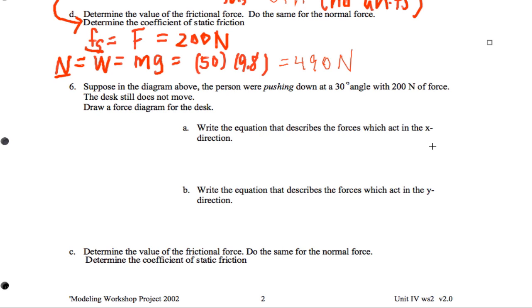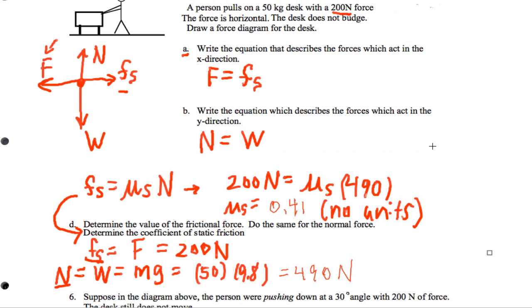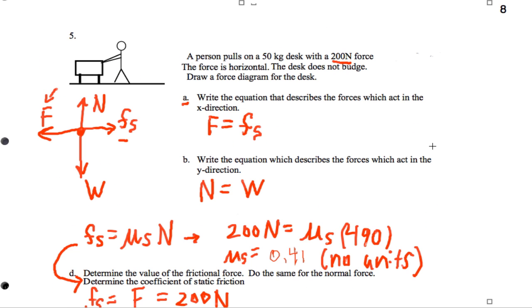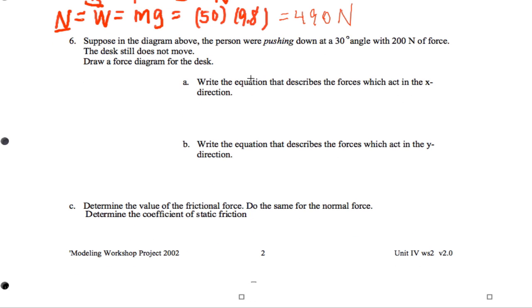This second problem is just like the first problem, but there is one difference. We're going to direct our 200 Newton force downwards at an angle of 30 degrees. So the free body diagram is going to be a little bit different. Let's go ahead and draw that now.